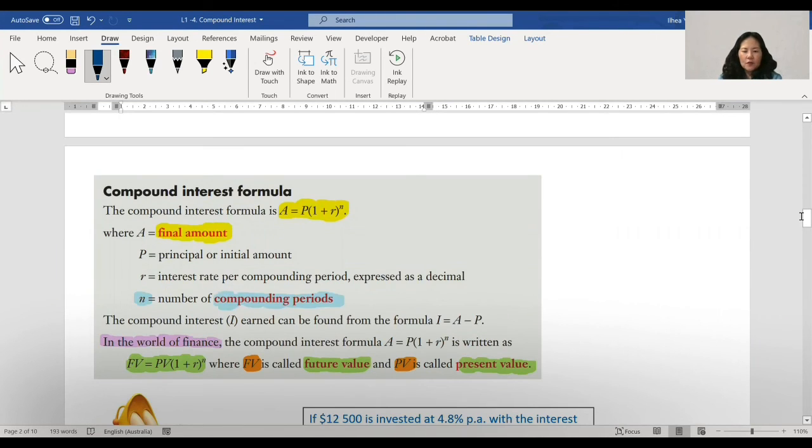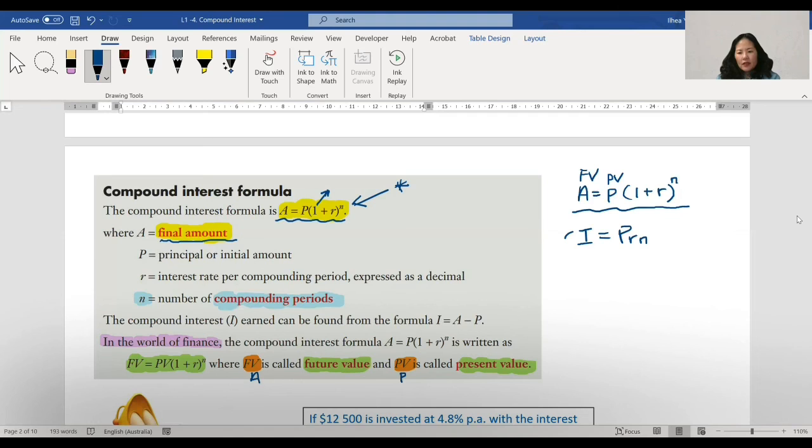A compound interest formula. This is what the formula is. A is the final amount, the total amount you're going to get at the end of whatever the term is. And P was the principal, and 1 plus R. In the world of finance, instead of using A and P, we'll use FV, like a future value, and PV as a present value. That's A, that's P.